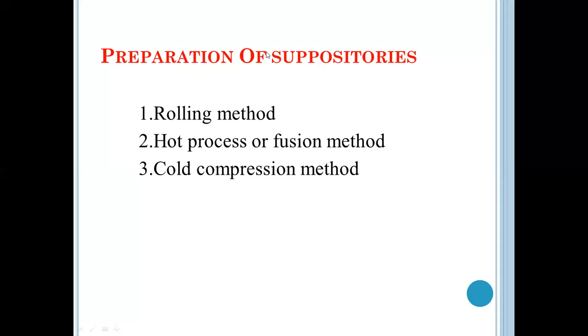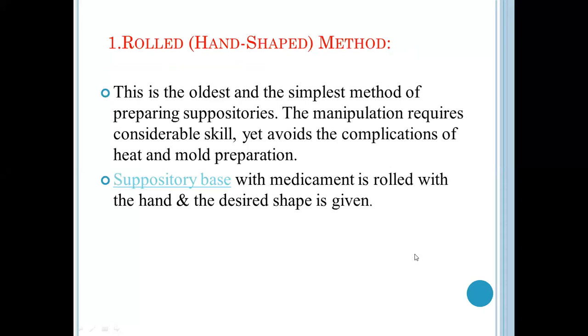Okay, next method, the rolling method, which is the oldest and simplest method of preparing a suppository. It is hand shaped, meaning the shape is given to the suppositories by hand. The manipulation required considerable skill, yet it avoids the complications of heat and mold preparation. Of course some manipulation occurs, and changes will occur, they will not be the same. That's why this method is nowadays avoided, because of certain complications in the mold and heat, and also considerable variation in shape. So nowadays this method is rarely used, and suppositories are prepared by the fusion method or hot process method.